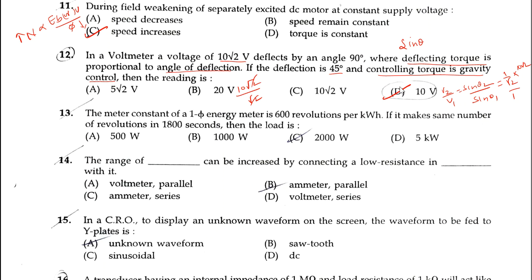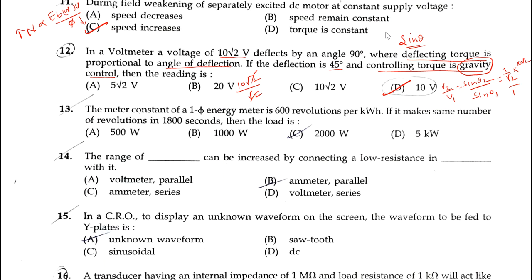10 volts is the right answer here. So the concept here is a gravity control, where the gravity control is proportional to sine theta, not proportional to theta here. Okay, next one.